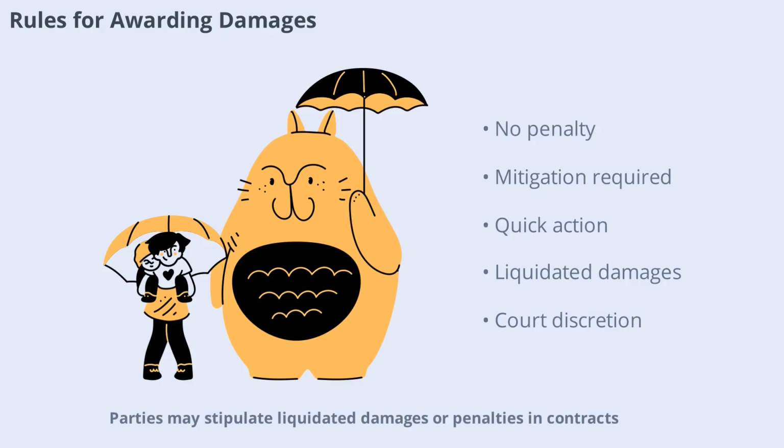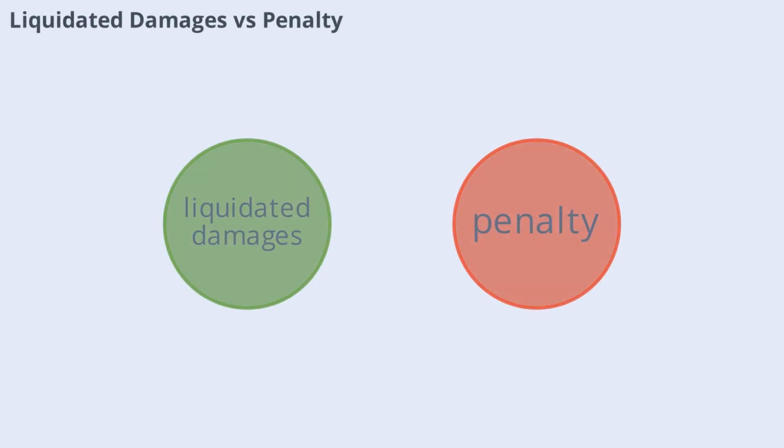Parties may stipulate liquidated damages or penalties in contracts, and the cost of suit may be recovered at the court's discretion. Liquidated damages are a pre-estimated sum agreed upon in the contract to compensate for breach. If the sum is excessive and intended as a threat, it is considered a penalty and may be unenforceable. Courts distinguish between genuine pre-estimates and penalties, awarding only reasonable compensation. Under Indian law, the court determines the actual loss and awards damages up to the stipulated amount.